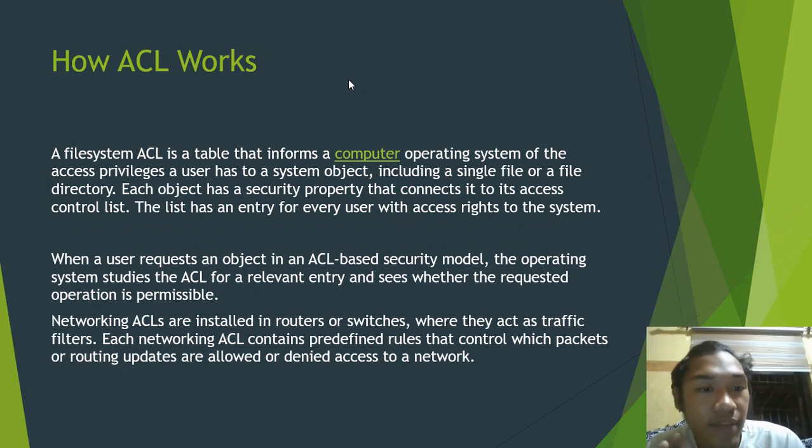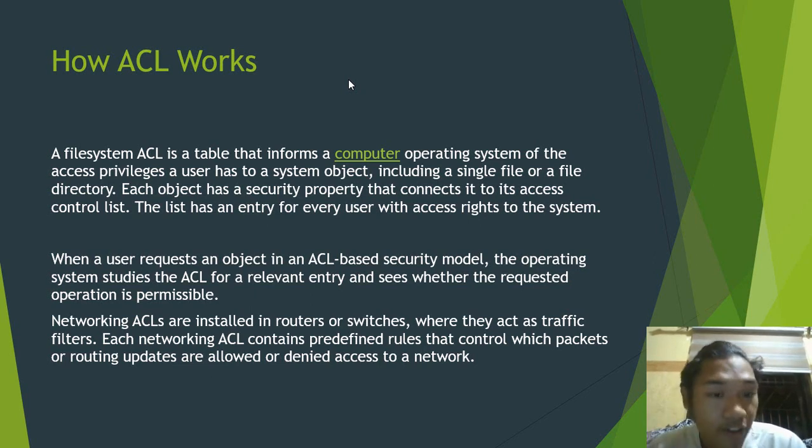How ACL works. A file system ACL is a table that informs a computer operating system of the access privileges a user has to a system object, including a single file or a file directory. Each object has a security property that connects to its access control list. The list has an entry for every user with access rights to the system. When a user requests an object in an ACL-based security model, the operating system studies the ACL for a relevant entry and sees whether the requested operation is permissible.